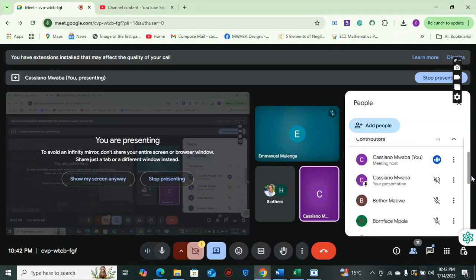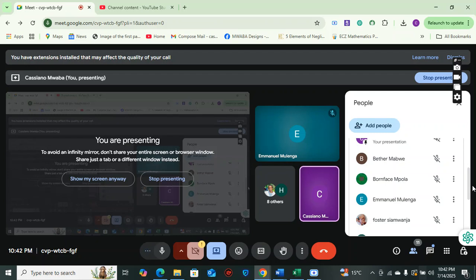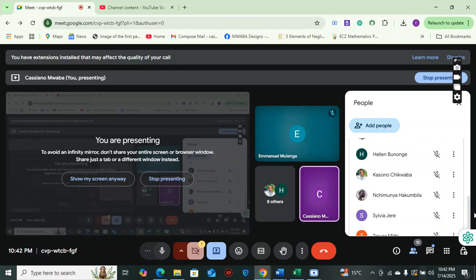Madam Helen, what does standard deviation tell us? Mr. Foster, Mr. Trevor, Mr. Chimunya, Madam Sylvia, Mr. Kasono, maybe? Standard deviation, Mr. Emmanuel?